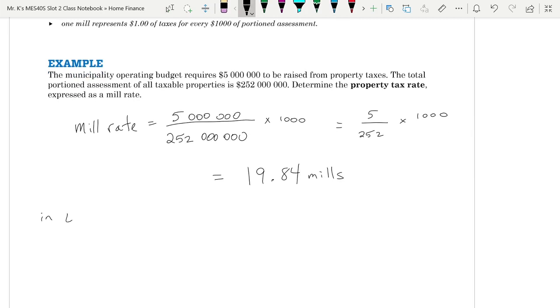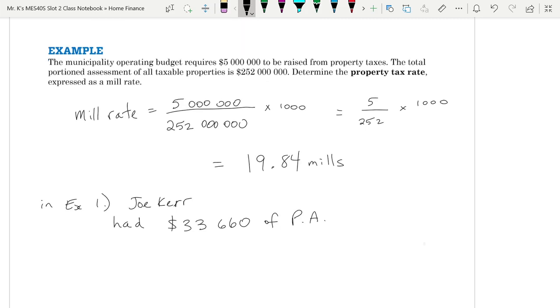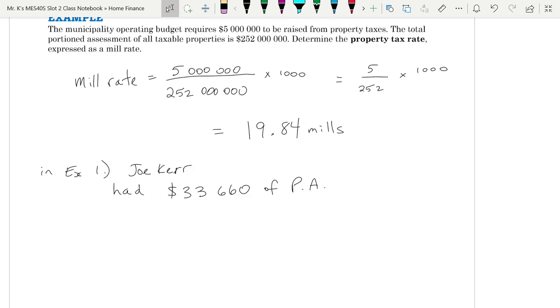So let's go back to example 1. In example 1, Joe Kerr had a portioned assessment of $33,660. Are you okay if I just say PA instead of portioned assessment? Getting tired of spelling words already and we're only 10 minutes in. So Joe Kerr had $33,660 of portioned assessment.